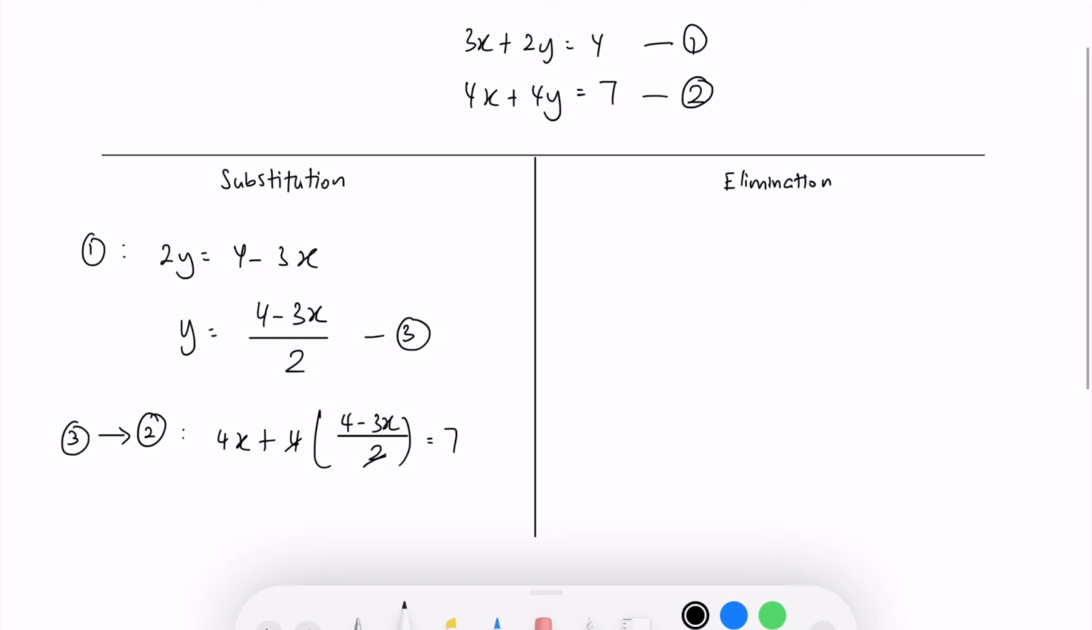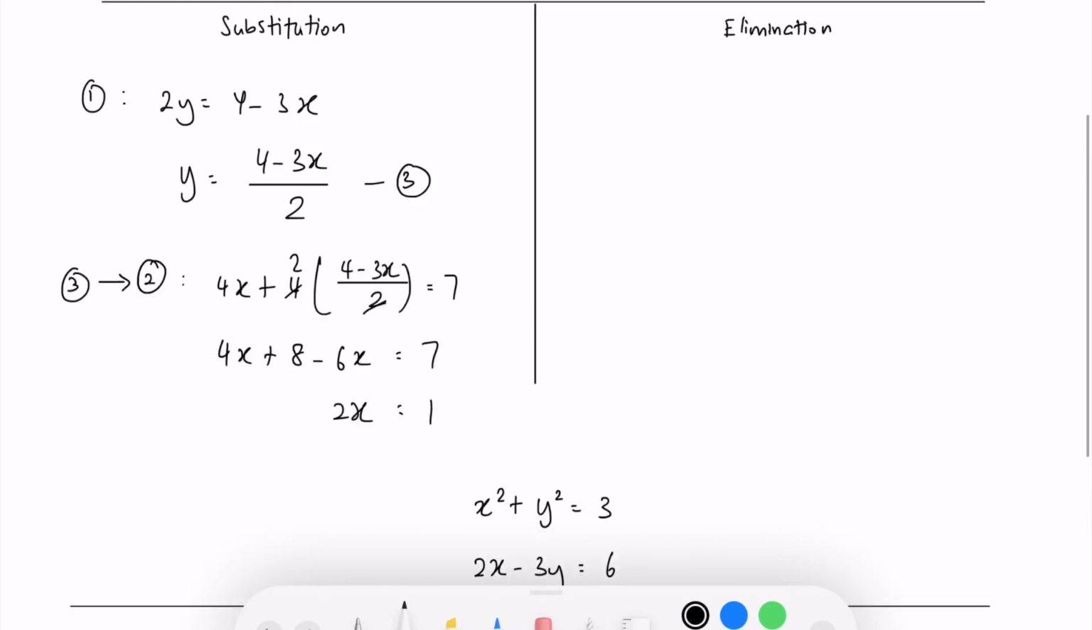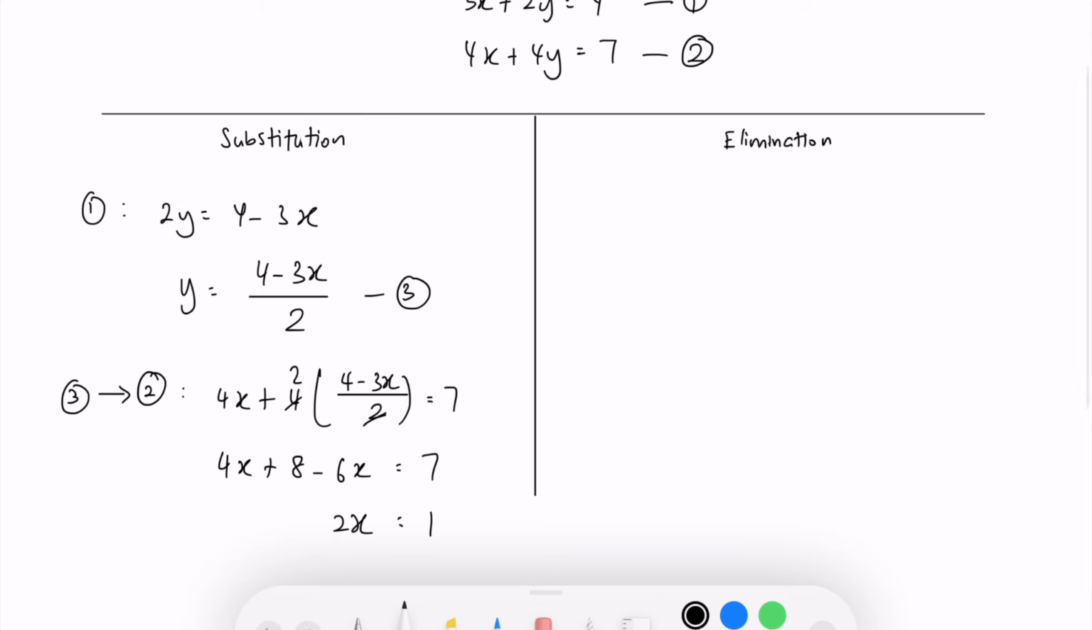This and this can cancel. So I'll have 4x plus 8 minus 6x equals 7. So that is negative 2x equals negative 1. Hold on, that's negative 2, that's negative 1. So, yeah, 2x equals 1. So x is a half.